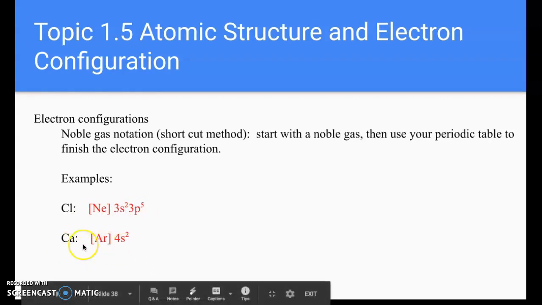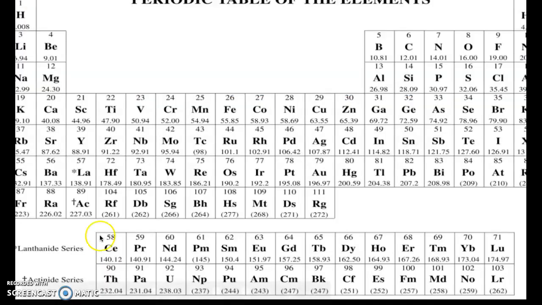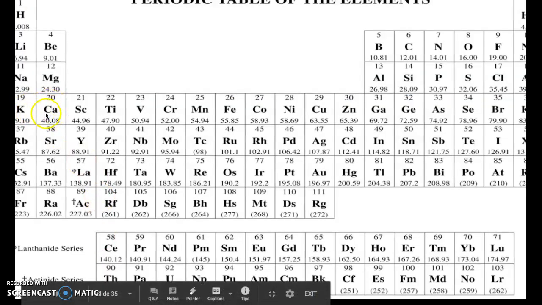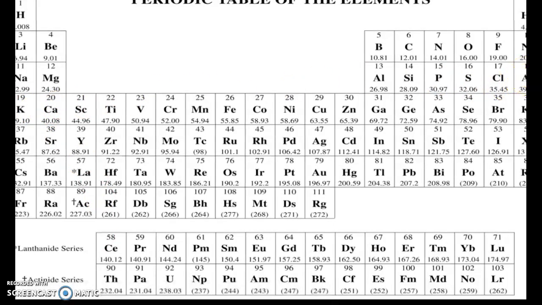Calcium, I'll show you the answer for that one too. For calcium, go back to the periodic table. Here's calcium right here. So we go back to argon, and we would put that in brackets, and then you start in the next row. So this sublevel is 4s. It's in the 4th row, it's in the s block, and it's the second one in. So it's just 4s2.